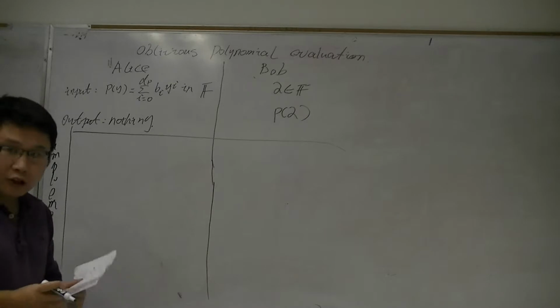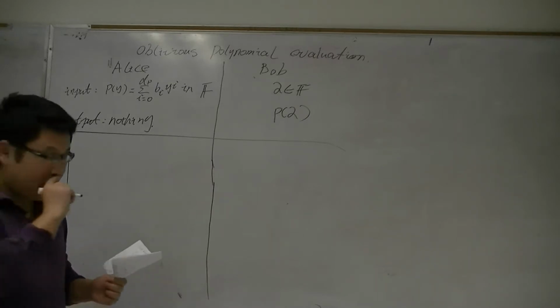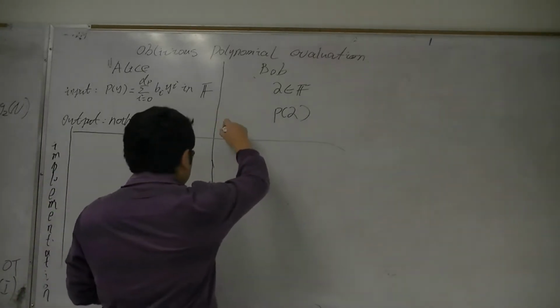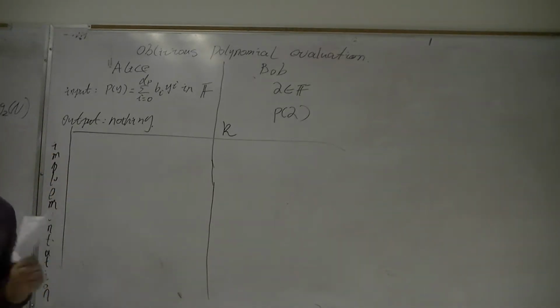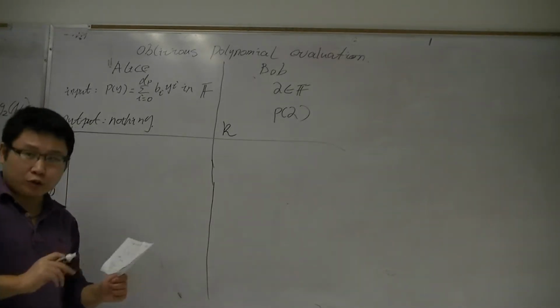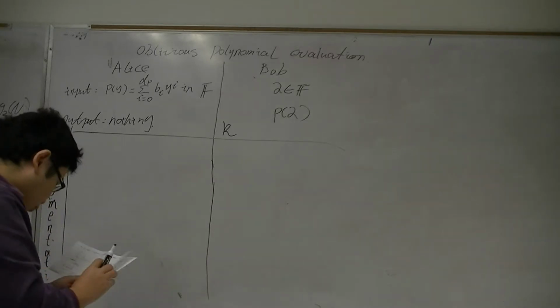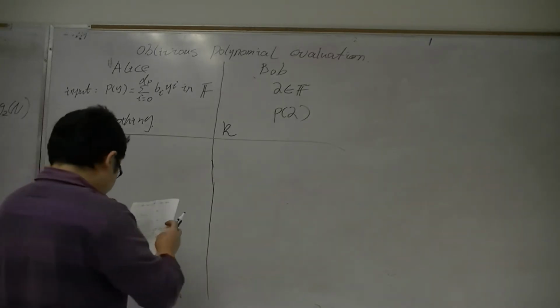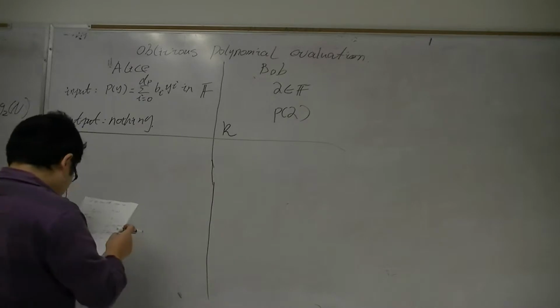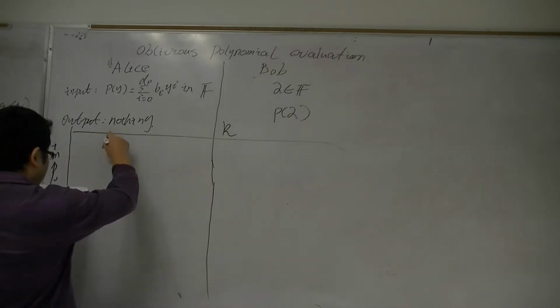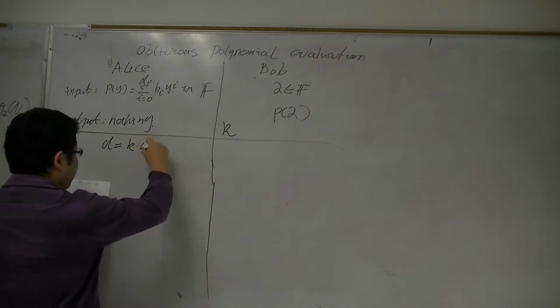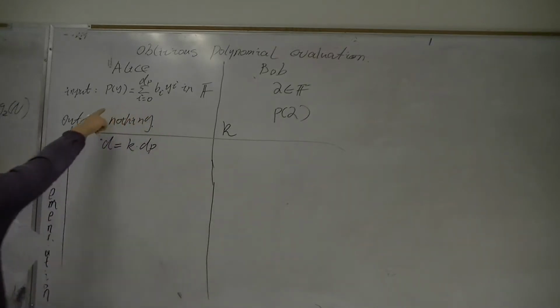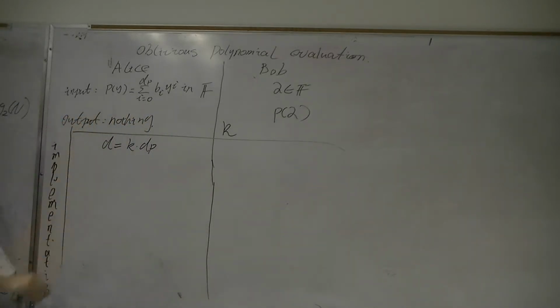First, we need to define a security parameter. The security parameter is the input size of the cryptographic tools. And then Alice will compute k equal to dP, where dP is the degree of the polynomial P(y).